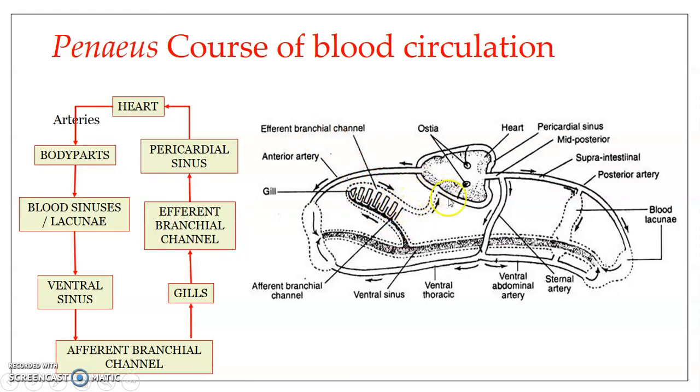You remember, the pericardium does have pores, valvular pores. Through these pores, the blood is poured into the pericardial sinus, and from there, through the ostia, it reaches the heart. So the whole cycle is completed.